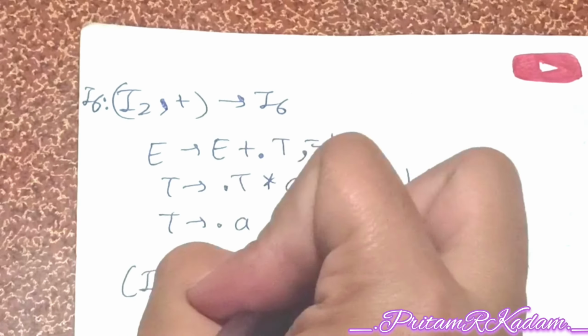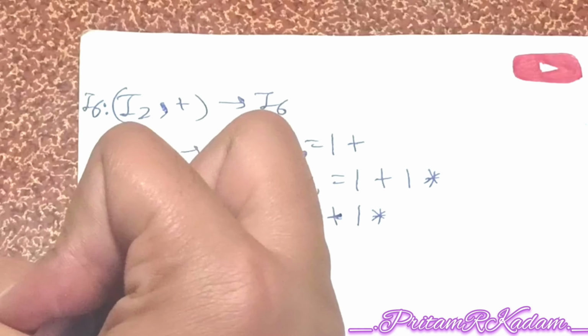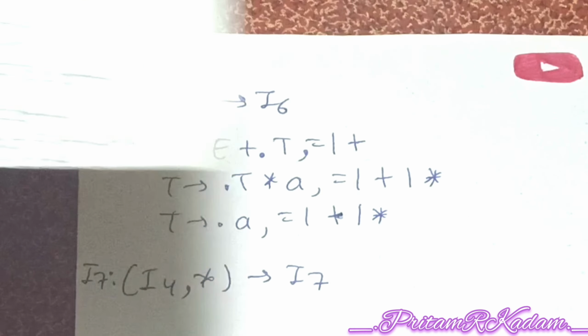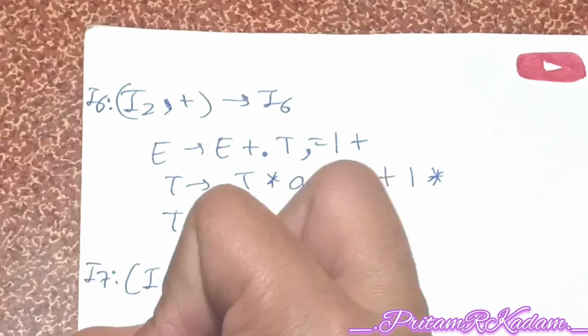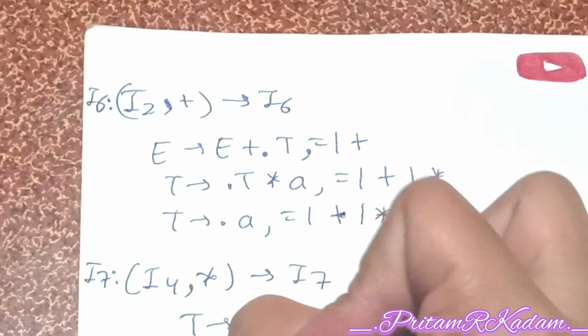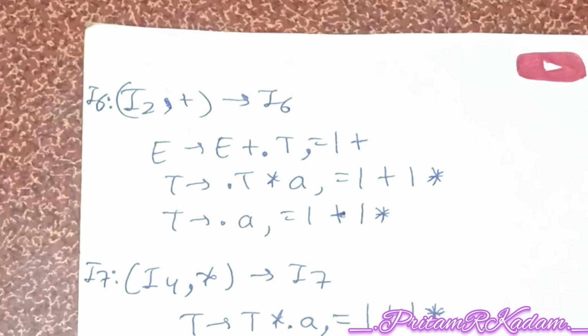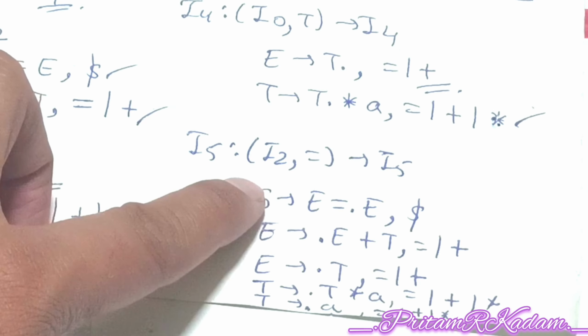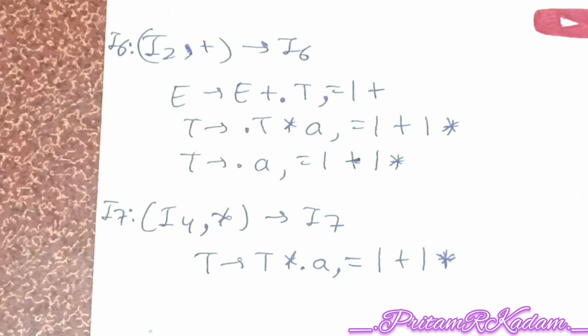So I4 on star goes to I7. Okay, so let me just show you the production. Okay, so we have it like T gives T star dot A, and we have the look ahead as equals to plus and star. Okay, now we have completed this one. We'll mark this and proceed to the next one. So I5 on capital E, we have the two productions, the S production and E's production.